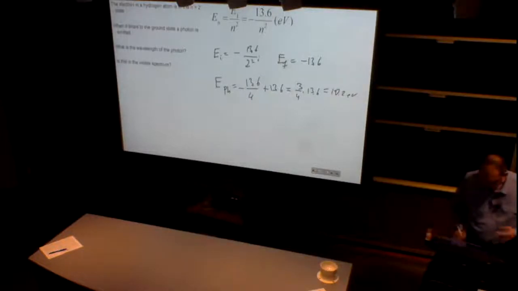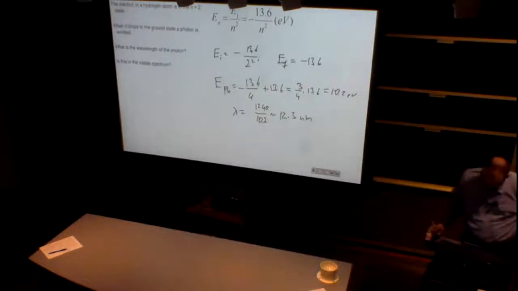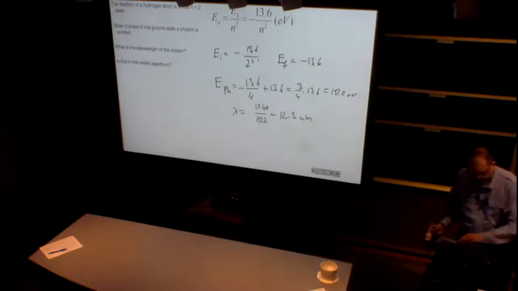That's 10.2. And now the wavelength is 1240 over 10.2. Well, about 12.3, let's say, nanometers, right? Well, it's a very energetic light, of course, not in the visible spectrum.